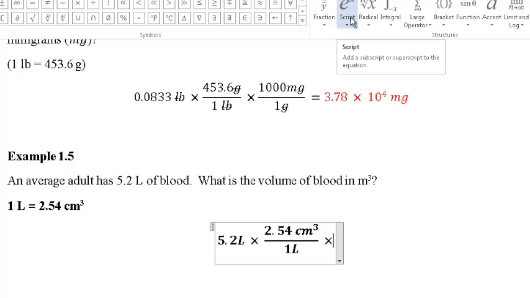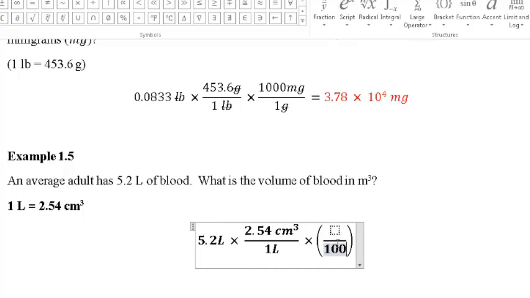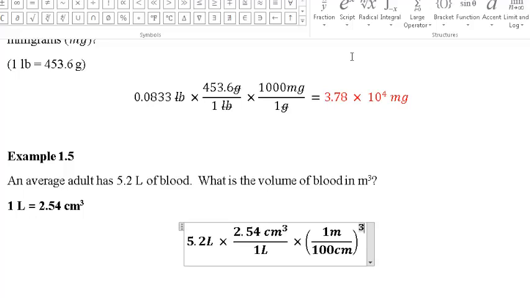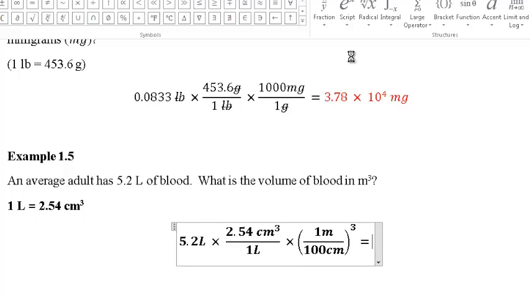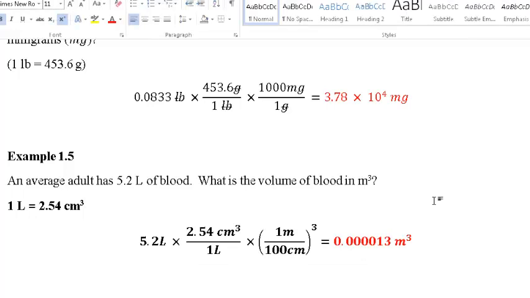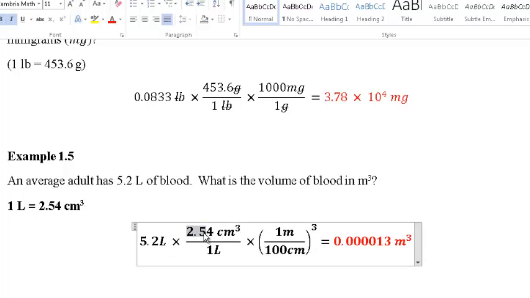All right, so I know that for every 100 centimeters, there's 1 meter, but I have to cube it because I need my answers in meters cubed, not meters. So by cubing this conversion factor, I get meters cubed, and the centimeters cubed cancels out with the centimeters cubed, and the liter cancels out with the liter. So doing this math, I get this as the answer. I decided to go to 2 sig figs from that 5.2. This one, 2.54, is at 3 sig figs.